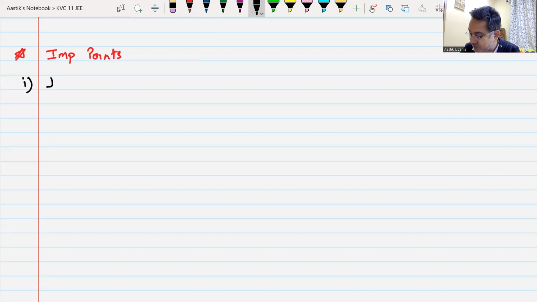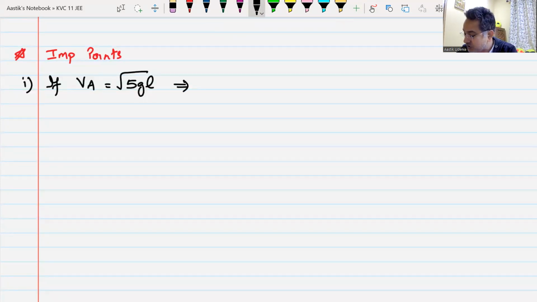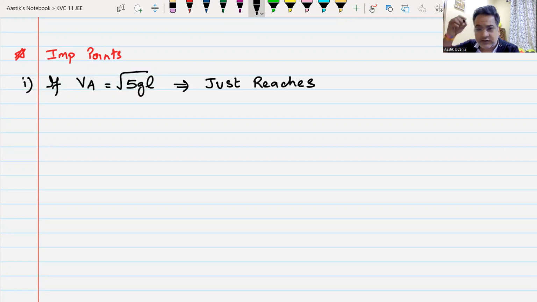Number one, if velocity at point A is root over 5gl, we have seen this case. It just reaches point C. Do we understand this? We have seen the tensions and velocities at different points. Do we remember this? I'm talking about the present, not about the future.